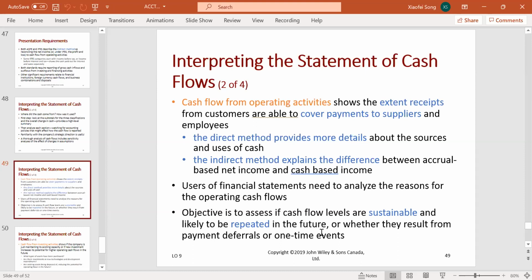The company may stop paying accounts payable because they are short of cash. And then, you know, you will see that on the balance sheet, but you will also see here how that affects cash flow, right? So anything that's recurring, sustainable, that's good, because you can count on that to generate cash consistently.